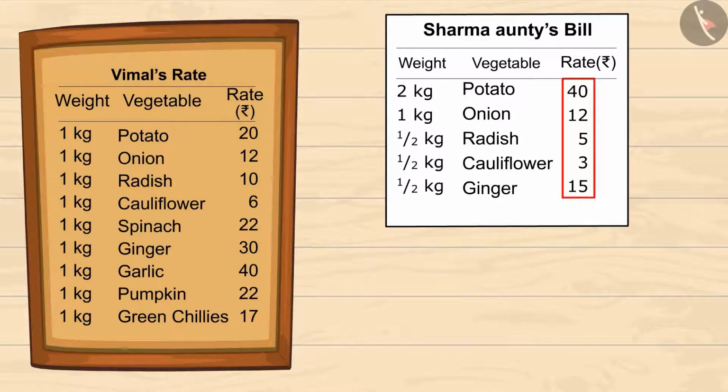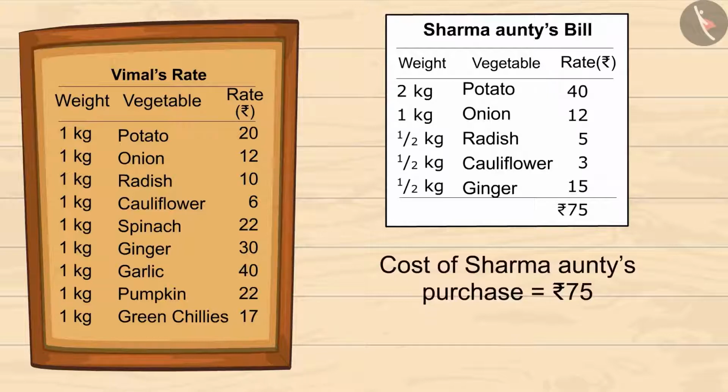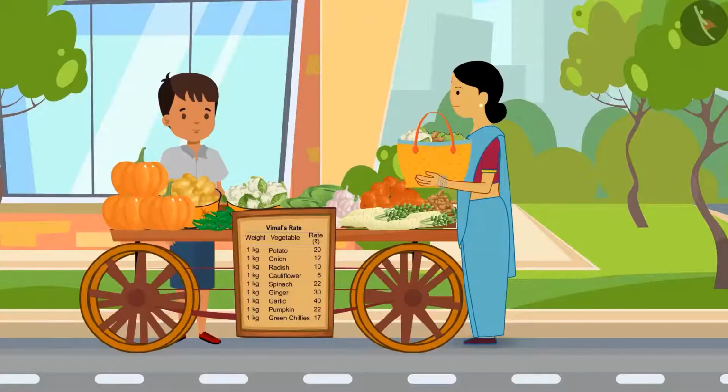Now, let's add all this to find out the total price. Kids, you can pause the video to find out the sum. Look, Vimal has already added all the numbers. Is your total also 75 rupees? Sharma auntie has to give 75 rupees to Vimal.